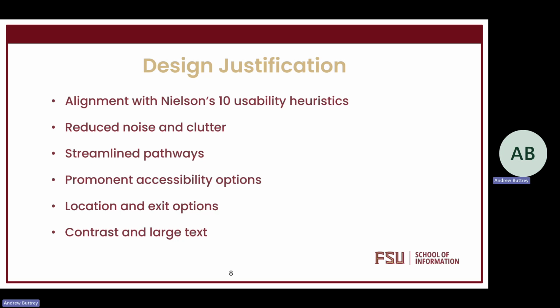My redesign aligns with several of Nielsen's usability heuristics. The minimalist homepage supports aesthetic and minimalist design by removing unnecessary distractions. The simplified menu structure improves recognition rather than recall by using clear labels that match real-world user needs. The design also supports user control and freedom through clearly marked navigation options and exit paths. Consistent layouts across pages provide familiarity and predictability. Finally, larger text, stronger contrast, and prominent accessibility features help accommodate age-related vision and cognitive challenges while making the website more accessible overall.